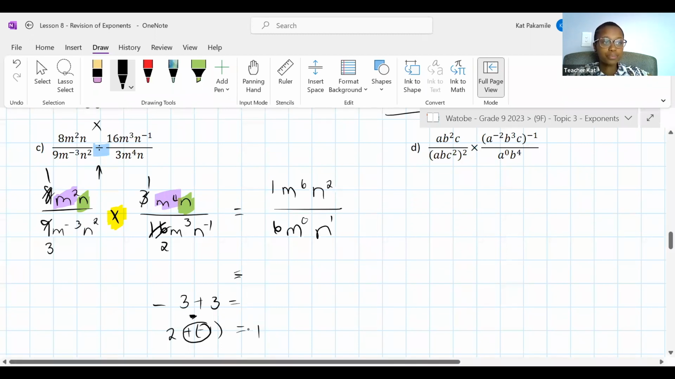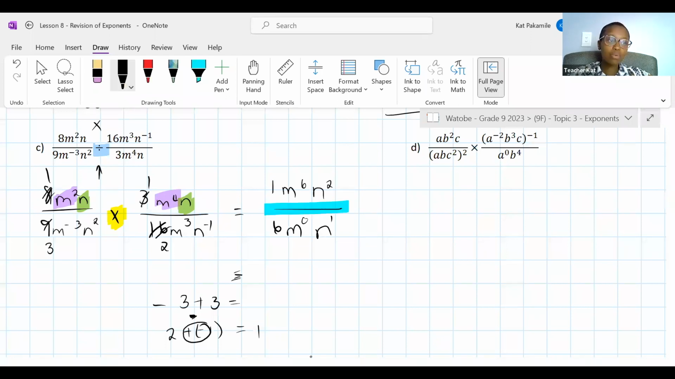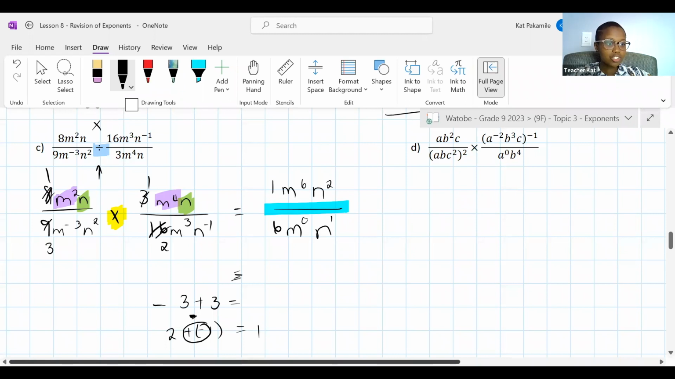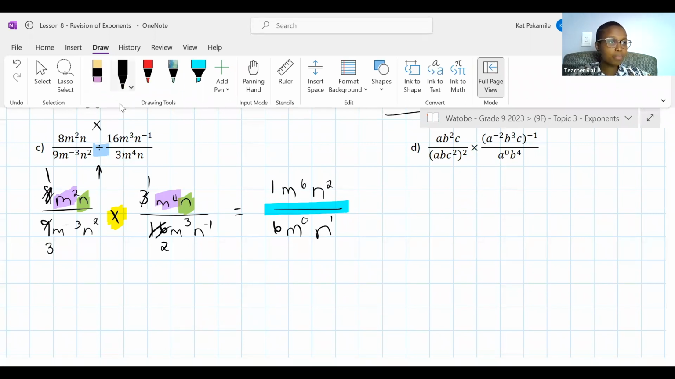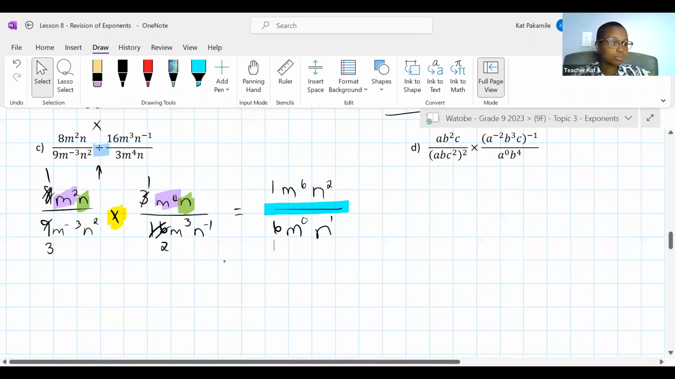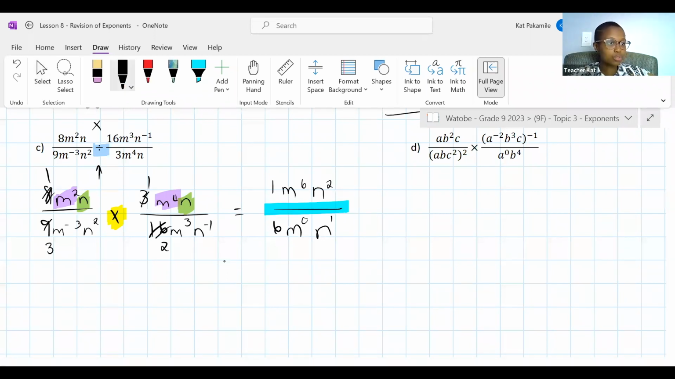Equals. Okay, last step. We don't have to write that m in the numerator. This time, guys, we are dividing. When we are dividing, please tell me what happens to the exponents. Tell me in the chat. We are dividing. What happens to our exponents when we have like bases? Yes, we subtract or we minus. There we go. Now let us subtract.